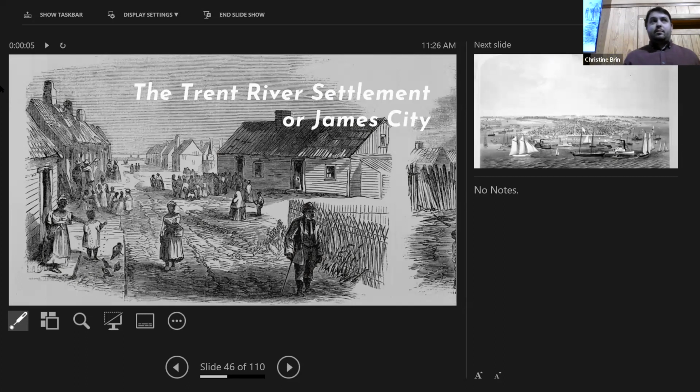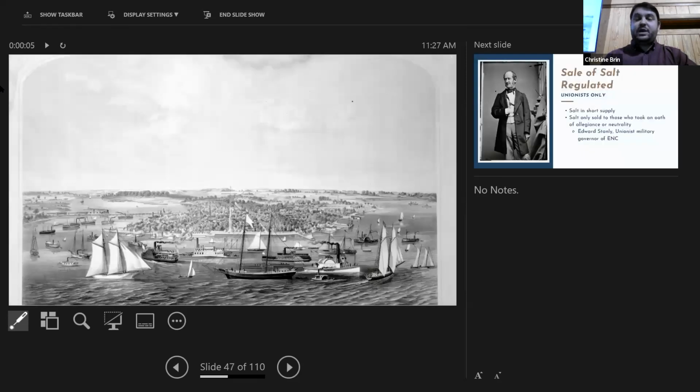So one of these major refugee populations is called the Trent River Settlement, now today known as James City. It actually became known as James City in 1865, but this was really a refugee camp for African Americans seeking refuge in Allied or in Union territory. And this really winds up becoming a huge source for the future of the commercial fishing population on the Neuse River. But here's what New Bern looked like approximately in 1864 during the Civil War.